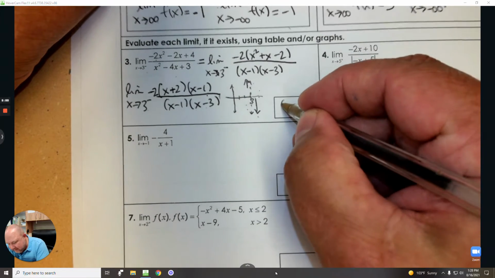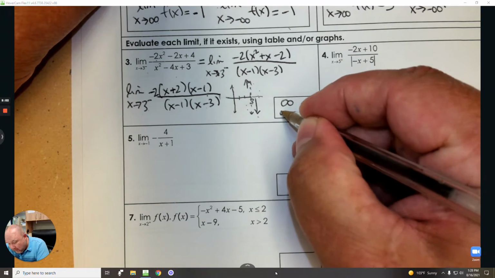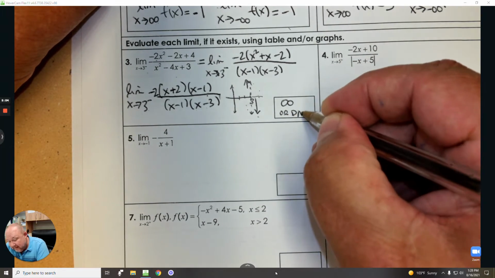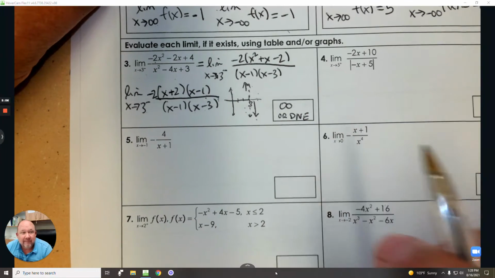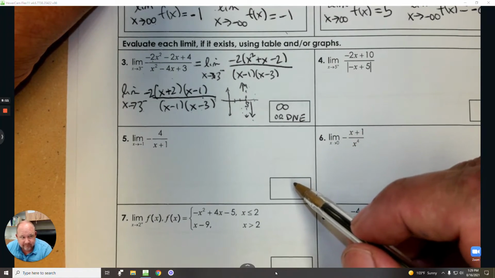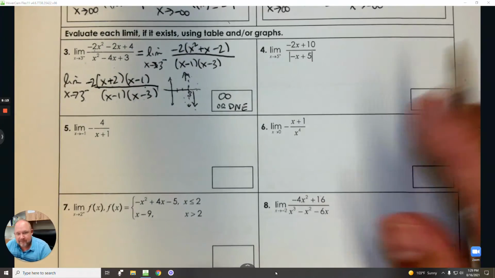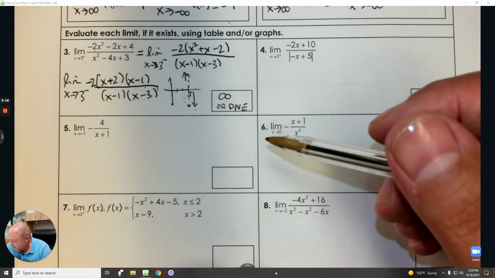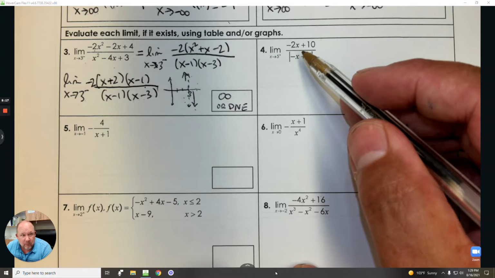So we can say the answer is infinity, or we could say, because you can never approach infinity as such, that this limit does not exist. Both are correct answers. When I look at number 4, I want to know what the limit is as x approaches 5 from the right.